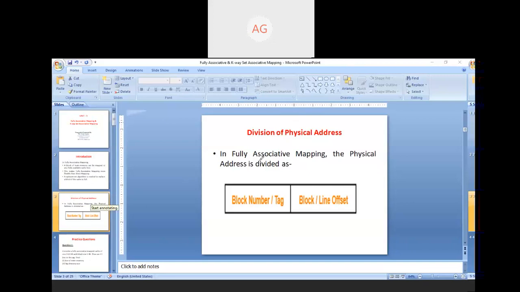So the division of physical address in case of associative mapping. So this is the diagram. Fully associative mapping is basically divided into two parts. The first part is block number or tag, and the second part is block offset or line offset. As you remember, the division of physical address in the case of direct mapping is divided into three parts, whereas here it is divided into two parts. So just remember this diagram. Now we are ready to solve the numericals which are based on fully associative mapping.